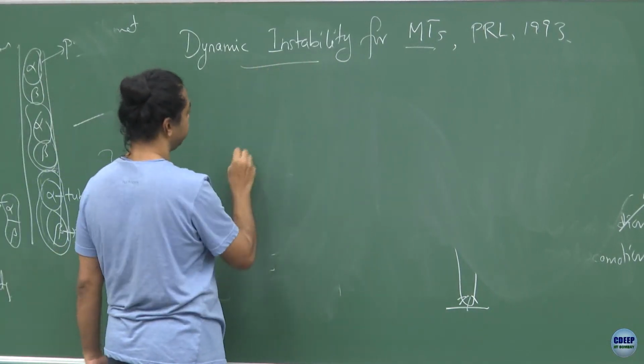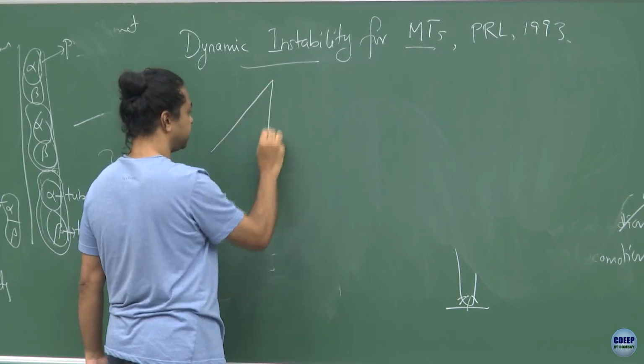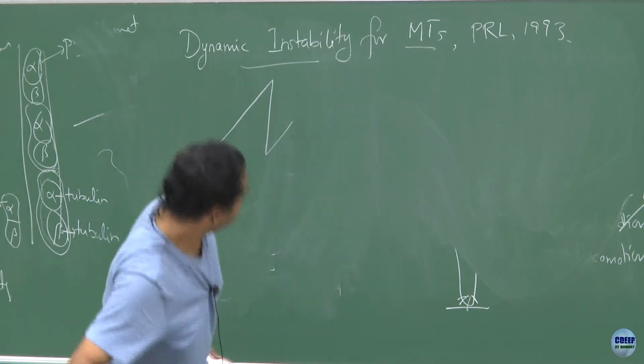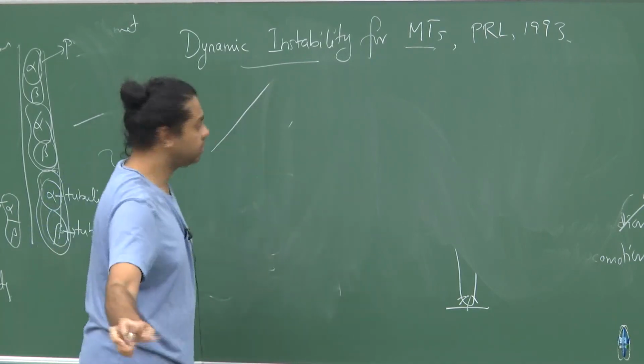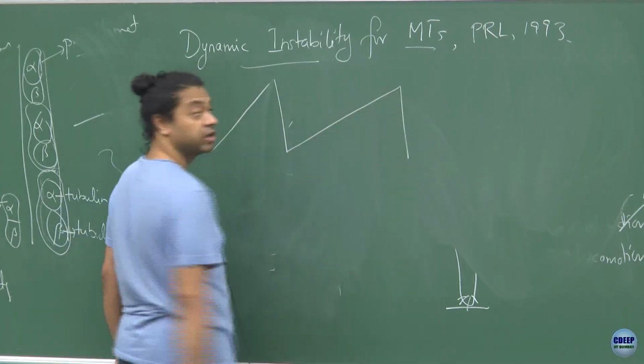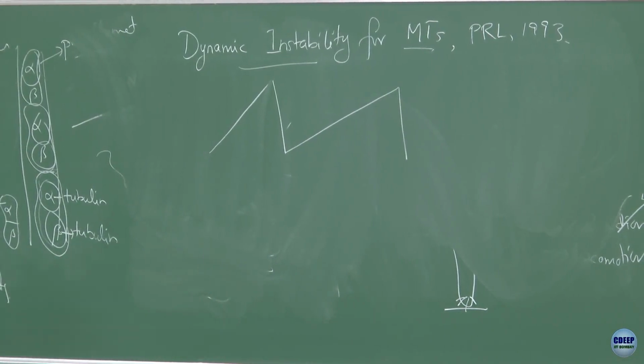Remember, what is dynamic instability? When you have microtubules which are growing and then shrinking, and then again growing and then again shrinking, and so on. So this is dynamic instability.